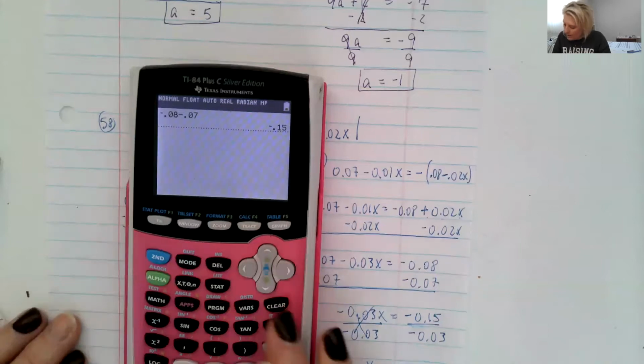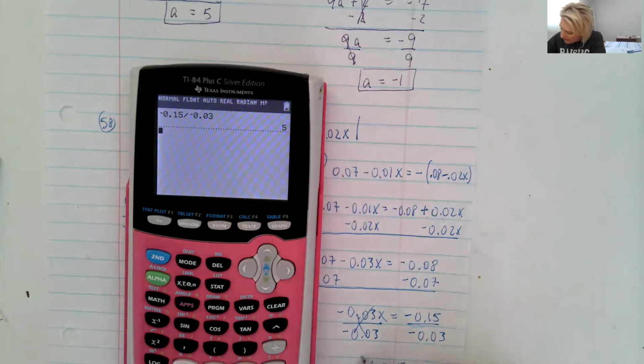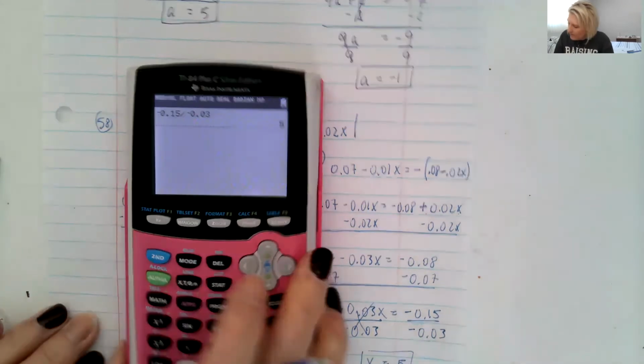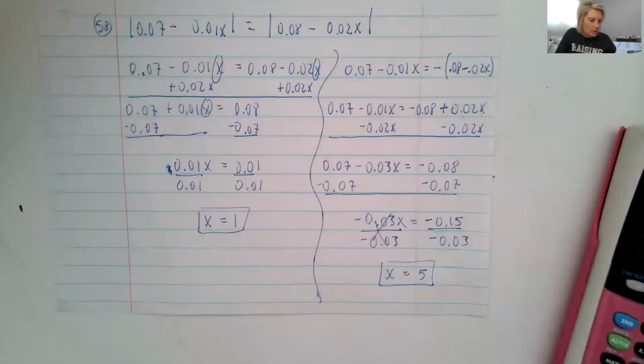And let's do that in the calculator. So a negative 0.15 divided by negative 0.03 is 5. So x equals 1 and x equals 5 is what we come up with.